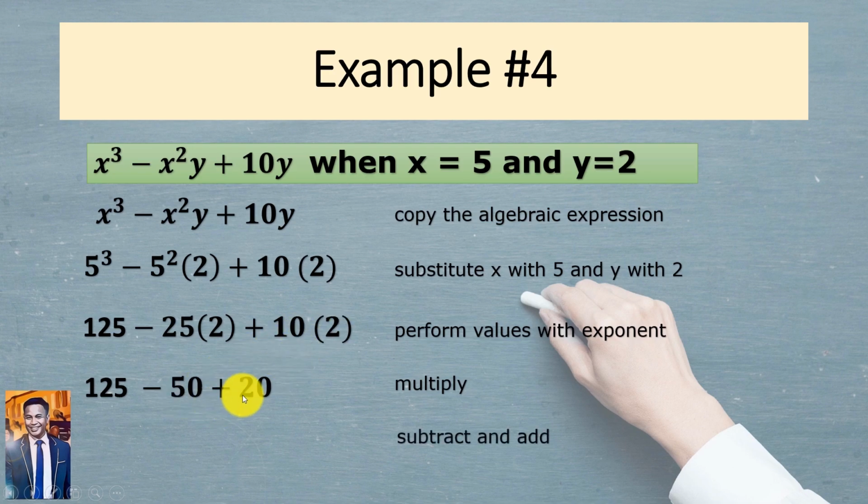And we subtract and add. 125 minus 50 is 75, plus 20 equals 95.